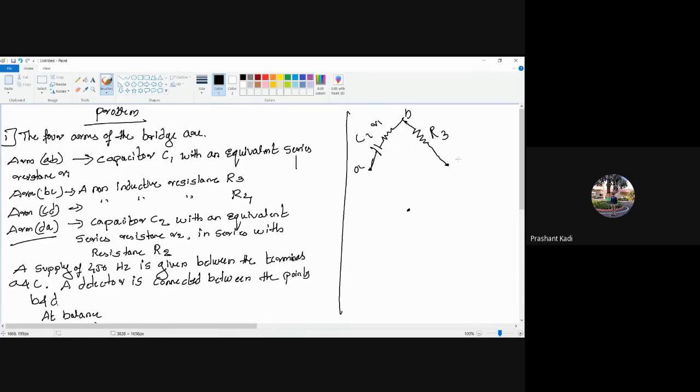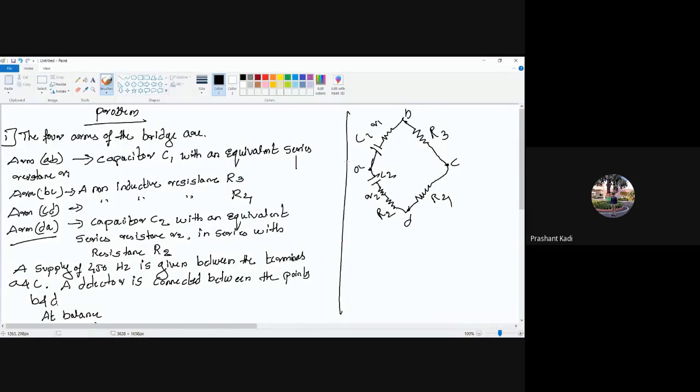So next is arm CD. This is A, B, C, and this is D. This branch is arm CD, a non-inductive resistance R4. It consists of only the resistance R4. And last arm DA, so note it properly. Arm DA consists of capacitor C2 with an equivalent series resistance small r2. This is C2, this is small r2, in series with the capital resistance R2.